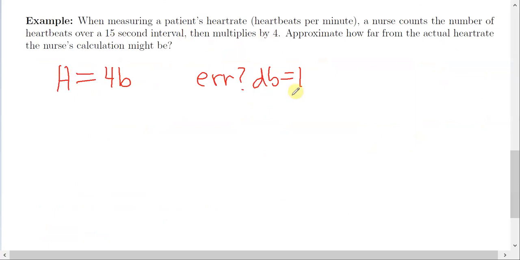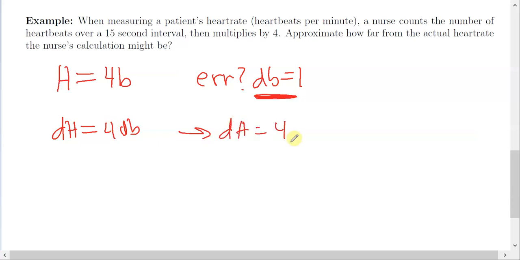So I would say the most they would miss by would be up to 1 heartbeat while they're counting, assuming they don't get distracted and count wrong. So if they're counting right, watching the clock right, they might miss it by up to 1 heartbeat. Well, then what's the corresponding error in your actual heart rate? Well, we use dH as the estimate on the error in your heart rate. That's just going to be 4 dB. I'm using differentials here. And so that says that with up to 1 heartbeat error in the input, you could have up to a 4 heartbeat error in the output when I plug in the 1.